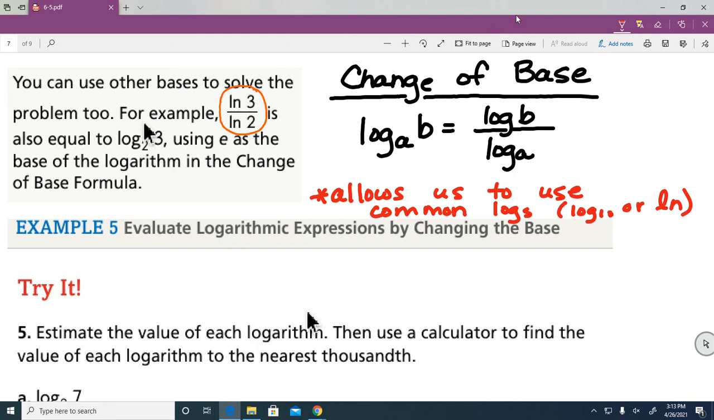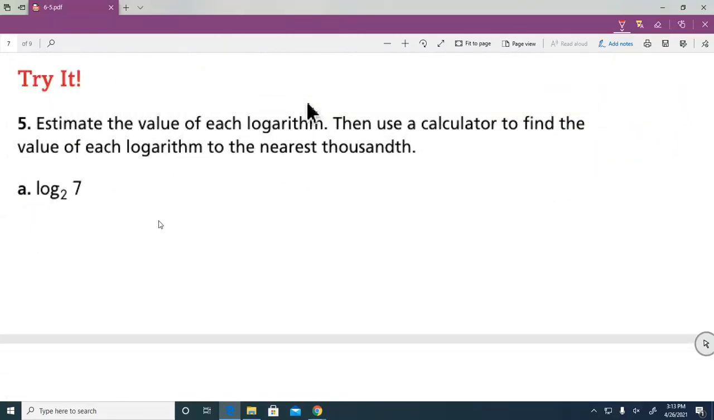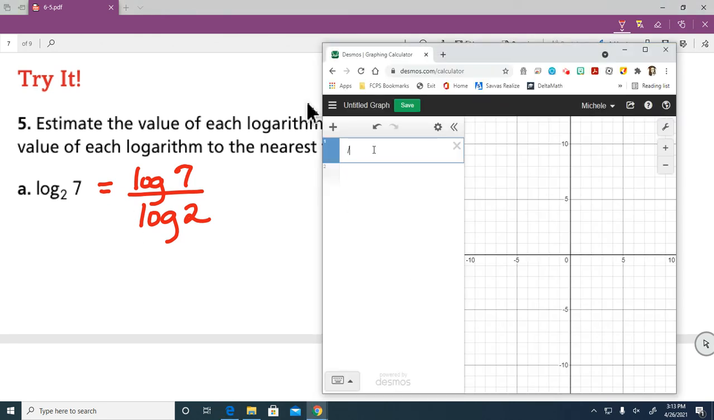So here's how it works. You can rewrite it as a common log. So the log base a of b can also be written as the common log or log base 10 of b over common log of a. So if I were to estimate the value of log base 2 of 7, I can say that that is equal to log of 7 over the log of 2. And then if I get decimals, I can figure out what that decimal is. So I'll type in log of 7 over log of 2, and I see that's 2.807.